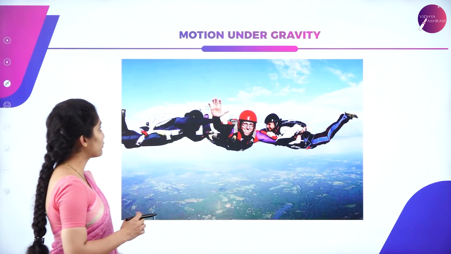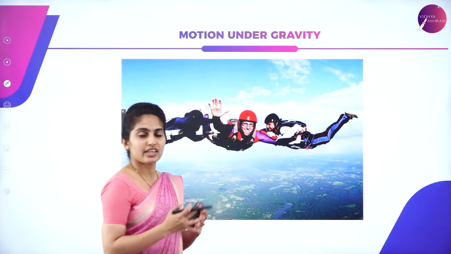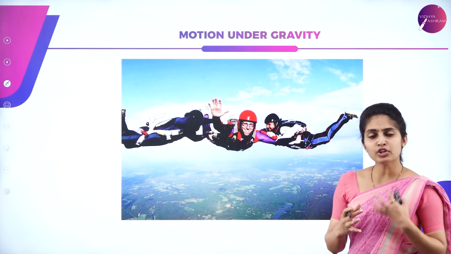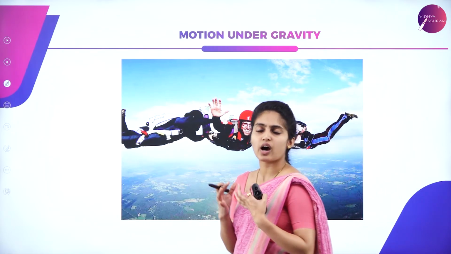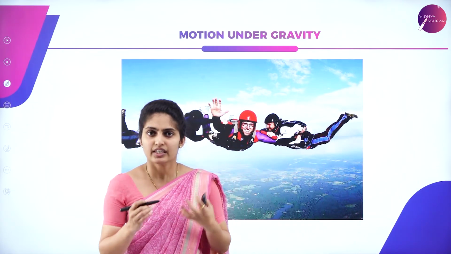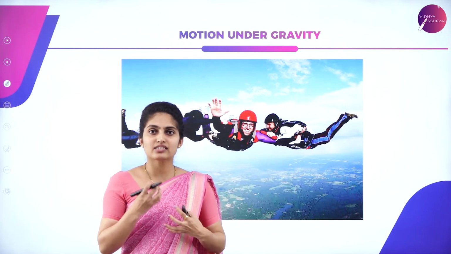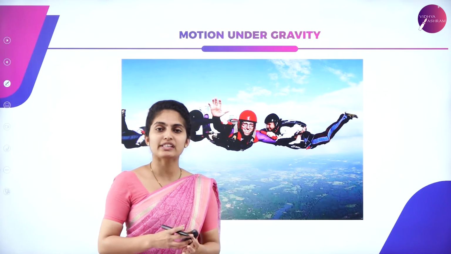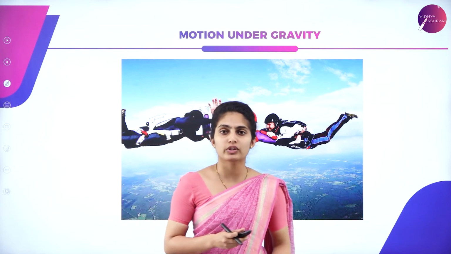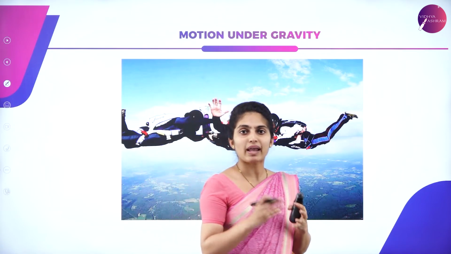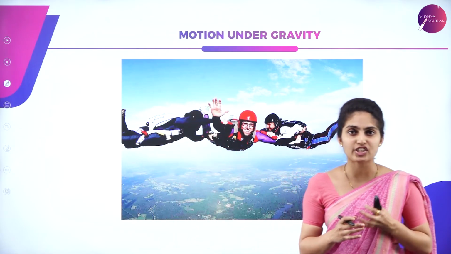So next we have got motion under gravity. What is meant by gravity? Whenever you throw an object upwards, what happens on this planet? That is, in each and every planet, there is a certain gravitational force, which means to say that it is a pull towards the earth. Okay, it's gravity. That means to say each and every planet has got its own gravitational effect.